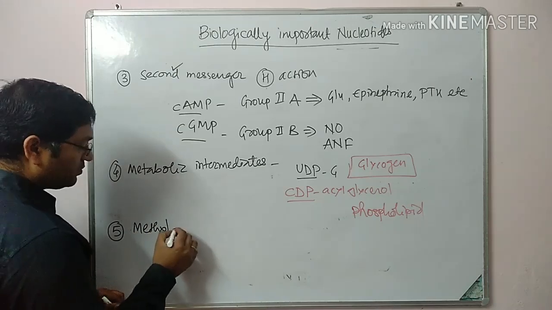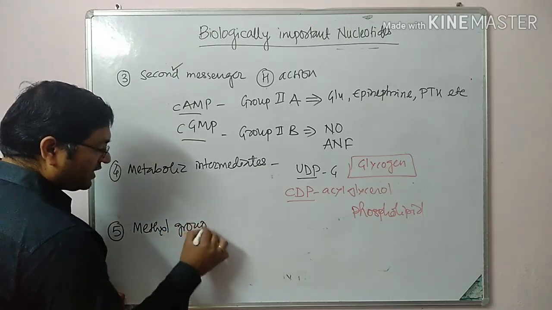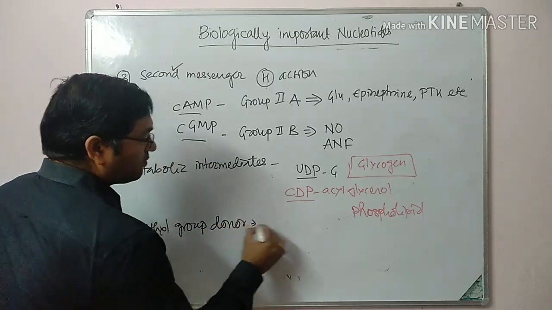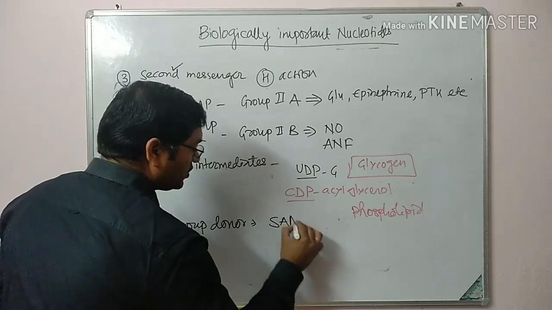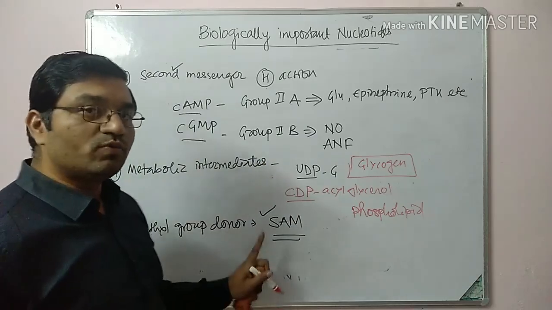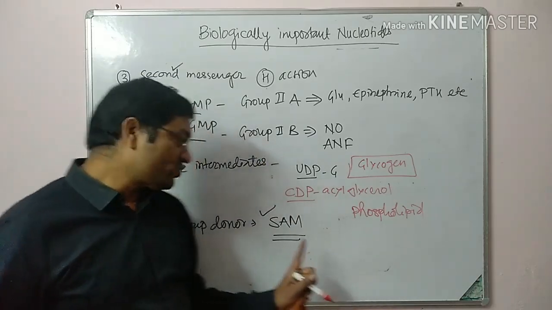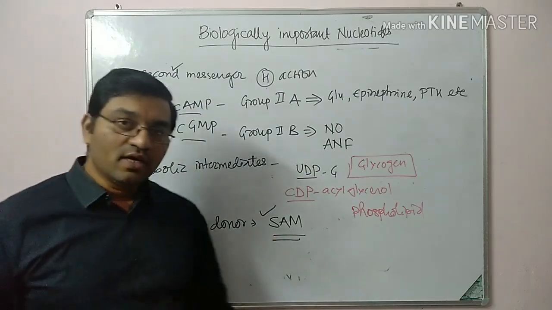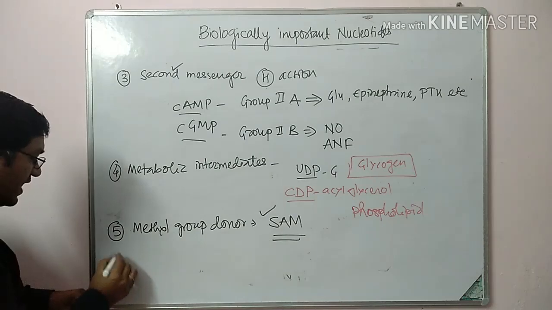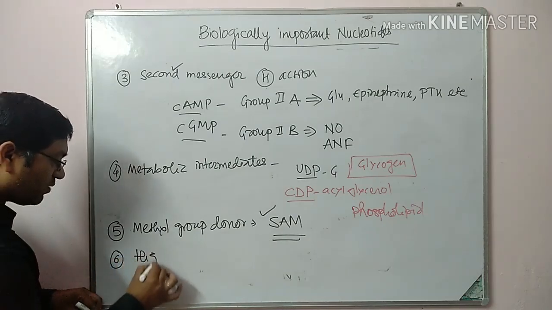Some nucleotides act as a methyl carrier, or methyl group donor. For example, S-adenosyl methionine, SAM. It is a universal methyl group donor. It is an important MCQ. Then some nucleotides act as a high energy compound.